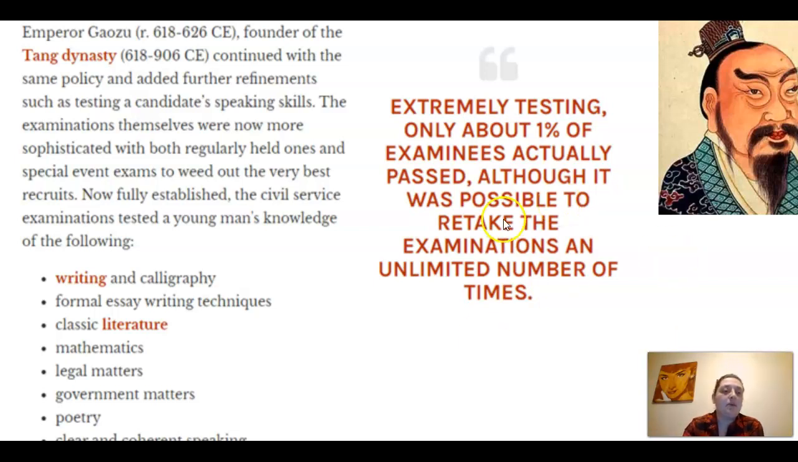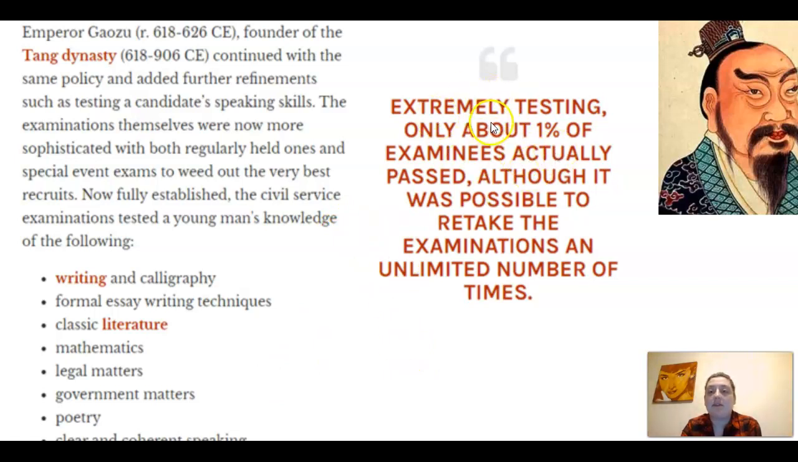But the things that you really had to know for those tests are outlined right here. So it tested your writing, and then it tested calligraphy. And calligraphy is just a type of writing. It's decorative. Formal essay writing. So as I go through this list, think about what you learn in school, and are there similarities? Writing and calligraphy, formal essay writing techniques, classic literature, math, legal matters, government matters, poetry, and then clear and coherent speaking, which is called oration. So making sure that people can hear you and understand you.